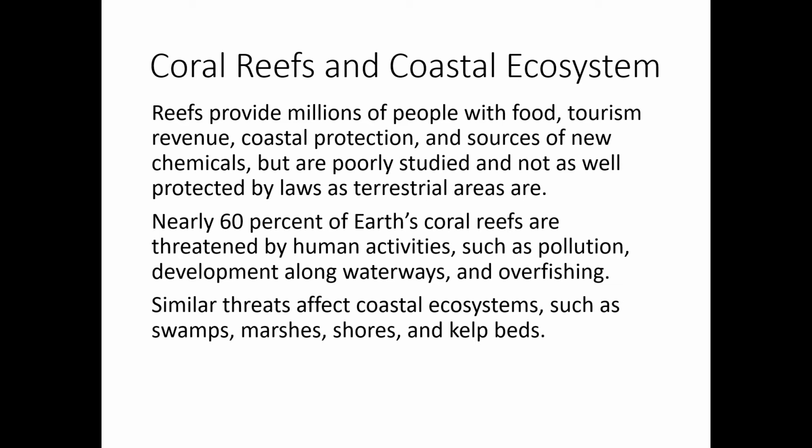So again, it's kind of like a Jenga tower, where if you start removing too many bricks from that Jenga tower, any one brick might not cause a tower to fall down, but if you keep removing too many bricks or too many strands from that food web, eventually the whole ecosystem can come falling down. And then, a similar type of thing is going to happen with your coastal ecosystems. So things like your swamps, your marshes, your shores, and your kelp beds. But it's going to happen more significantly in the coral reefs.